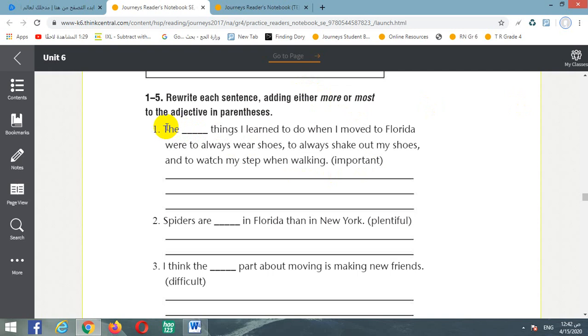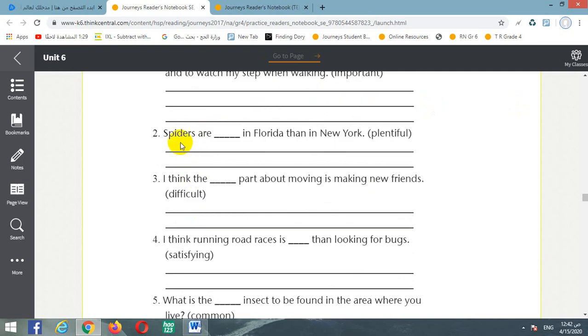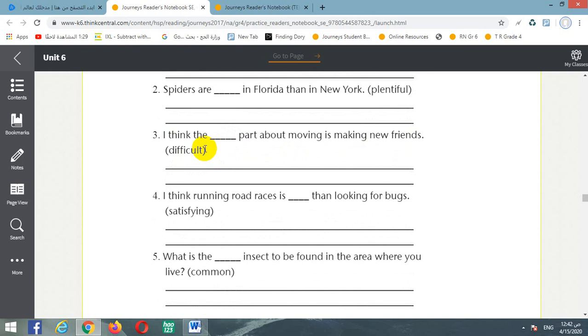We have the. Number two, spiders are ___ in Florida than in New York. Here we have than, so it's a comparative. So use, yes, more. More plentiful, okay? Spiders are more plentiful in Florida than in New York.